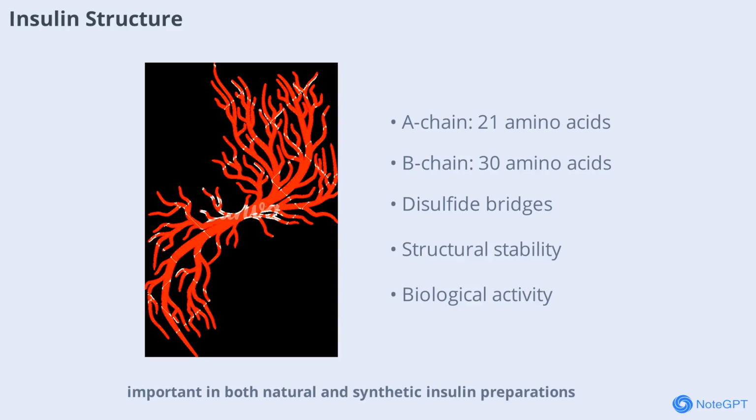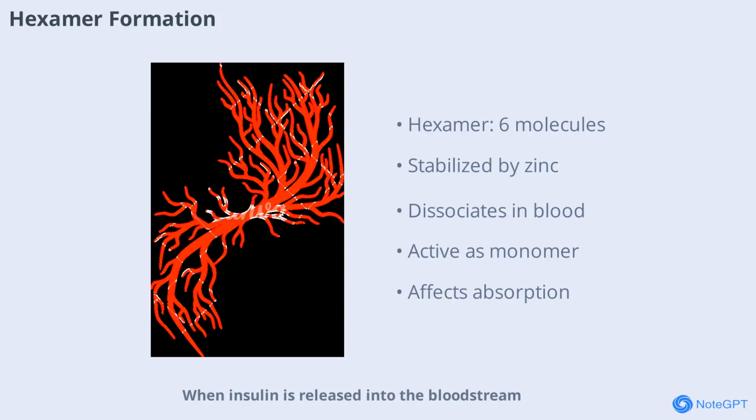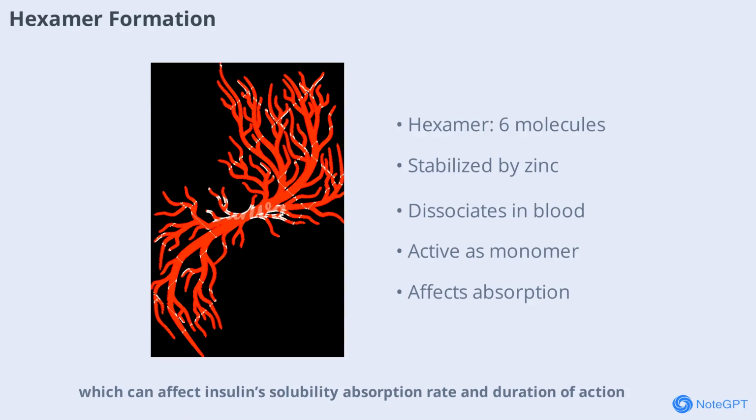Any alteration in these bonds can affect insulin's function, which is why structural integrity is so important in both natural and synthetic insulin preparations. In the pancreatic beta cells, insulin is stored as hexamers, complexes of 6 insulin molecules stabilized by zinc ions. This hexameric form is crucial for storage and stability within the cell. When insulin is released into the bloodstream, these hexamers quickly dissociate into monomers, which are the active form that can bind to insulin receptors. The ability to form hexamers, dimers, and monomers is influenced by structural modifications, which can affect insulin's solubility, absorption rate, and duration of action.